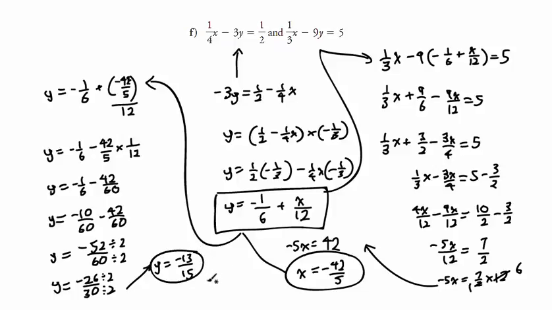As you can see, we have two horrendous values for x and y. And to check, we could always check our answer. So therefore x equals minus 42 over 5, and y equals minus 13 over 15. Okay, so we can always check our answer here. So when we plug it into this equation, we actually get 1 over 2. And when we plug this into this equation, we actually get 5. So this is our solution.